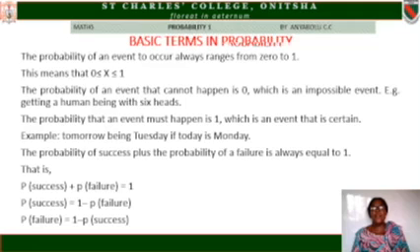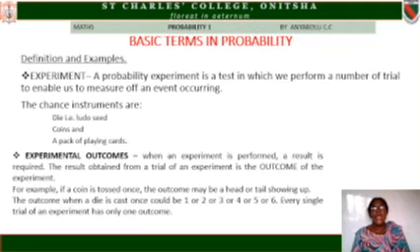Basic terms in probability. 1. Experiment. A probability experiment is a test in which we perform a number of trials to enable us to measure the chance of an event occurring. The chance instruments are die, that is Ludo seed, coins, and a pack of playing cards.